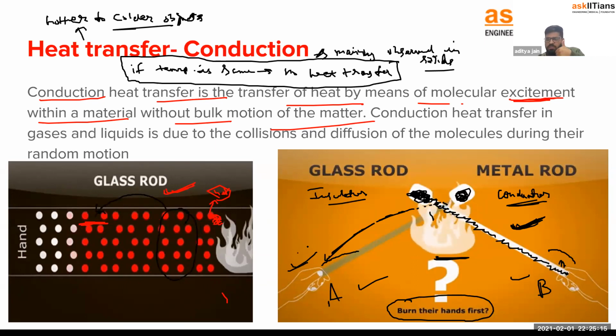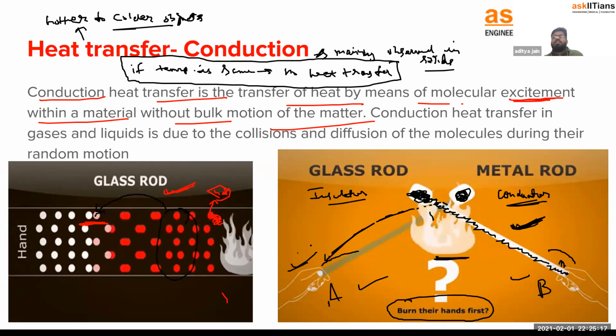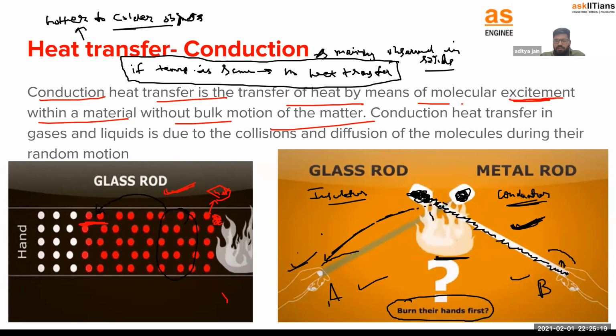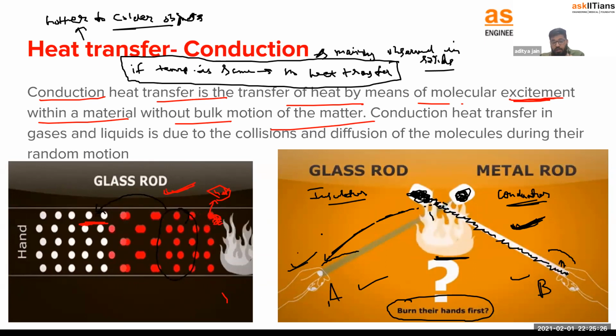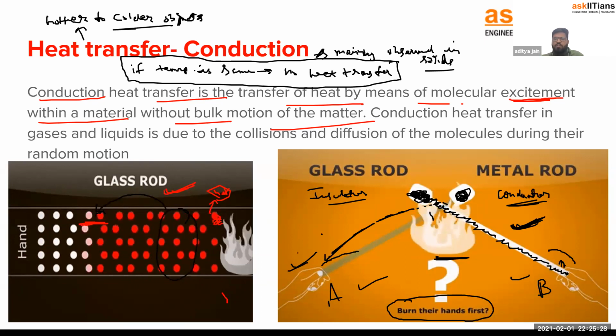So I think this conduction process is done. Thumbs up. Conduction is a physical contact process mainly observed in solids, where transfer of heat takes place from hotter to colder objects or hotter to colder end. I hope this conduction is clear.